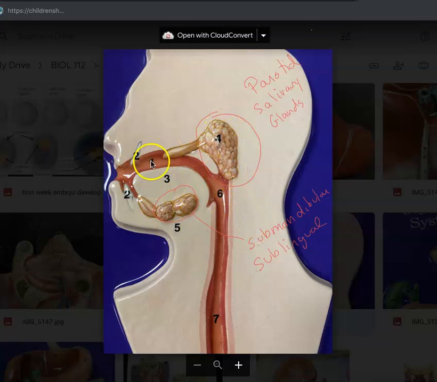This is your mouth, okay, and then this is going down the esophagus. But this is the model that we'll use for that.